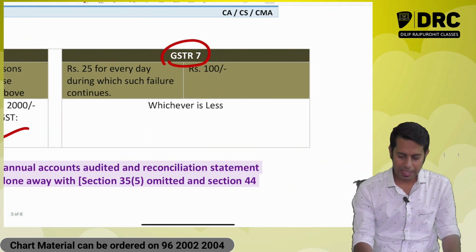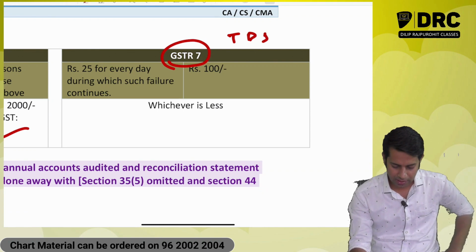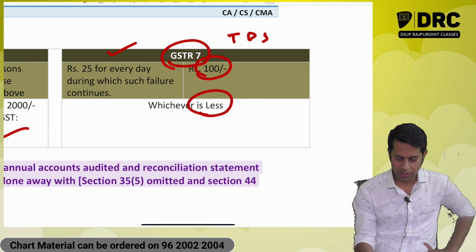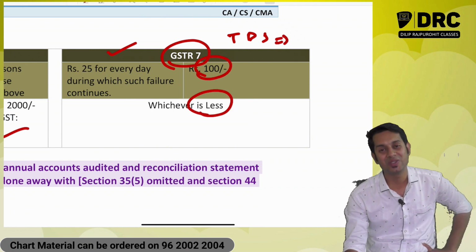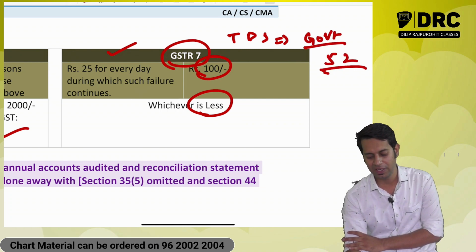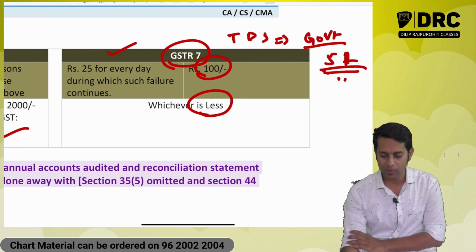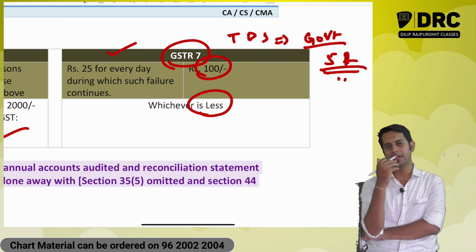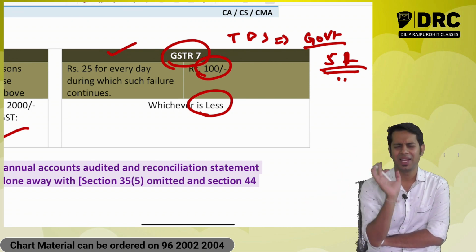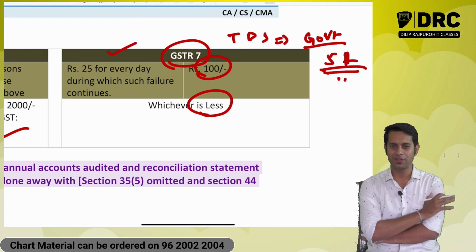And for GSTR 7, GSTR 7 means what, sir? GSTR 7 is for TDS person, rupees 25 per day, or rupees 100, whichever is less. See, TDS, who has to deposit TDS? Section 51 talks about TDS. Government or government departments, local authorities, and deductors specified in section 51 have to deduct the TDS.